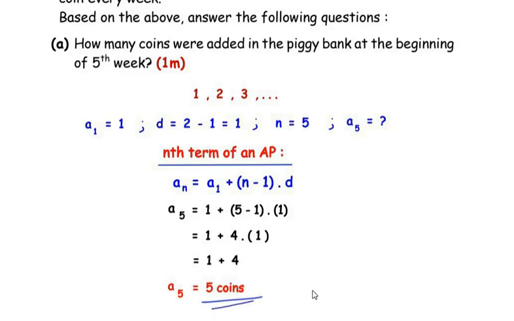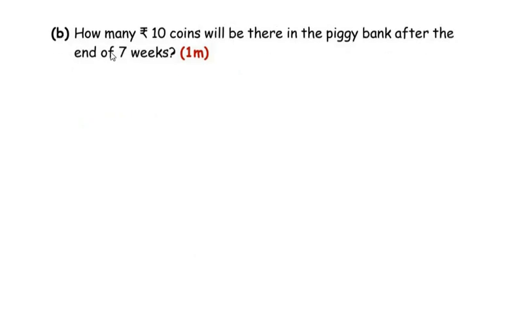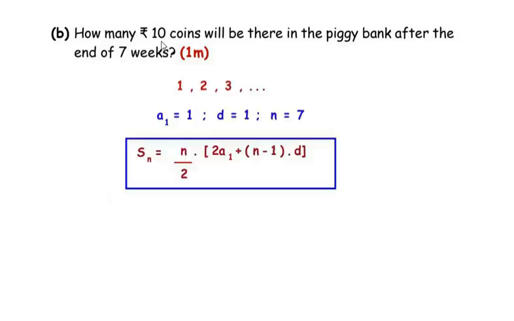Now let us move on to the next question. How many ₹10 coins will be there in the piggy bank after the end of 7 weeks? So here let us consider the sequence first. The sequence of number of coins added each week was 1, 2, 3. Now we have to find out in total how many coins were added by the end of 7 weeks. So basically we have to add all these number of coins till the 7th week.